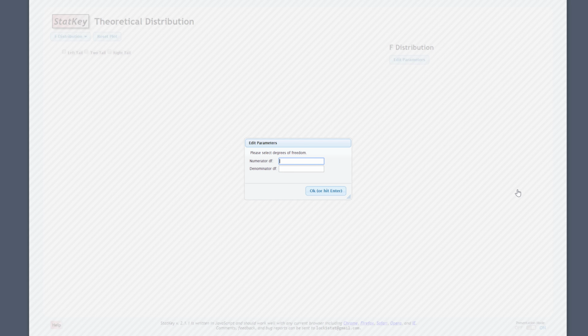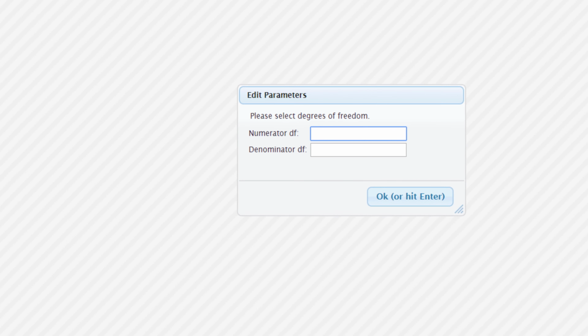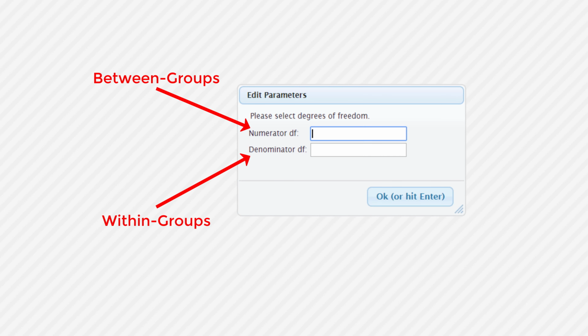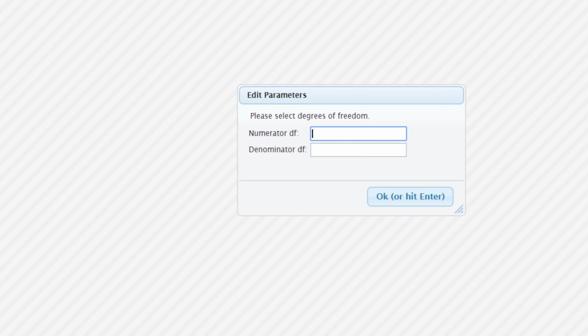Using the F distribution to find a critical value is very similar to using the Z distribution or the T distribution. The F distribution is a little bit different though because it has two different degrees of freedom. The numerator, which is your between groups degrees of freedom, and the denominator, which is your within groups degrees of freedom. I'm going to walk through an example here of finding the critical value for an analysis of variance, also known as an F test, with 2 and 60 degrees of freedom.